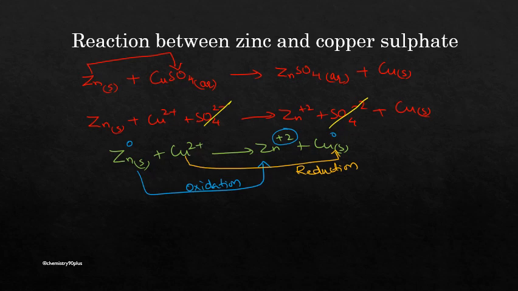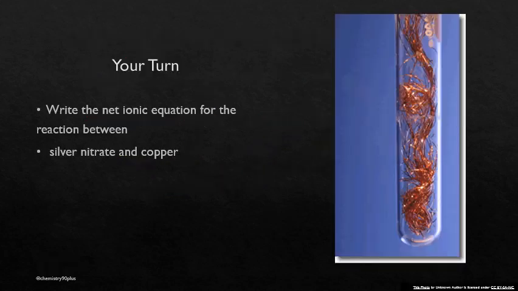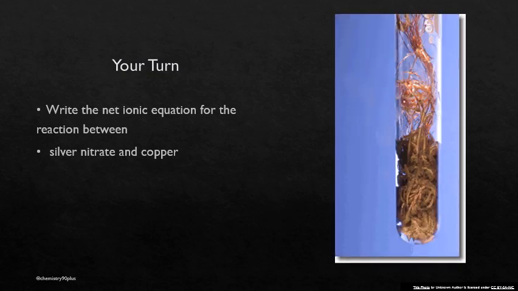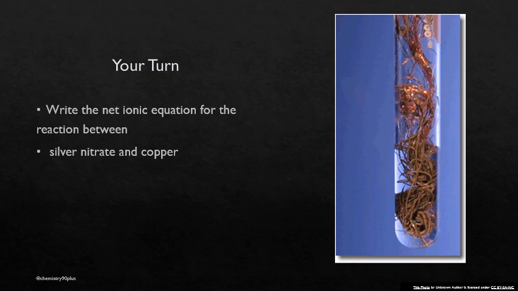So the only thing is in the reactivity series, you have to look whether it is going to react or not based on this reactivity. Only more reactive metal can displace the less reactive metal from its solution. Now it's your turn. Write a net ionic equation for the reaction between silver nitrate and copper and check your answer.